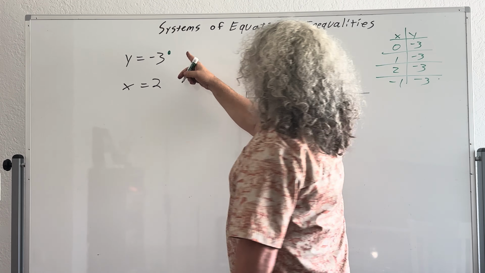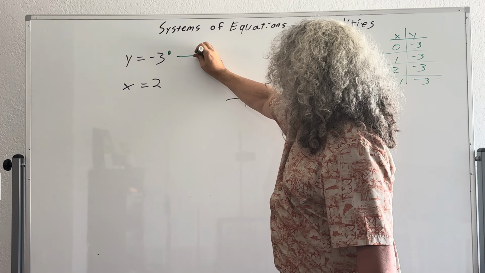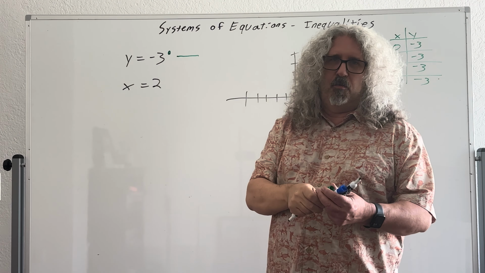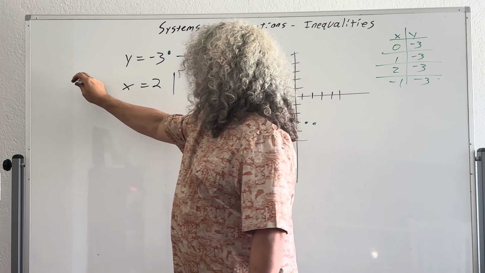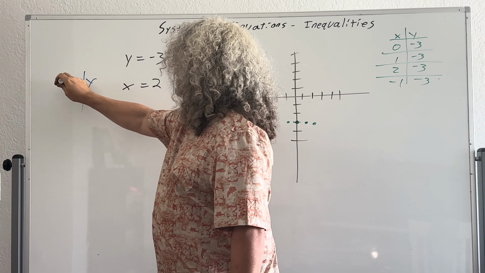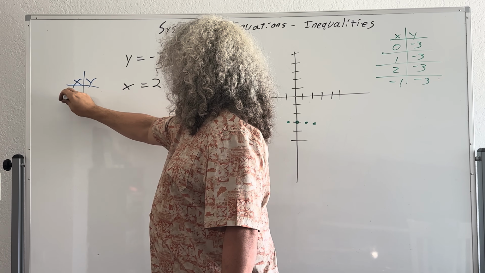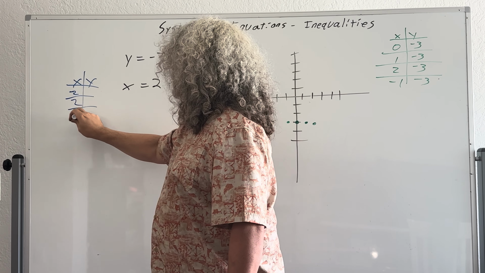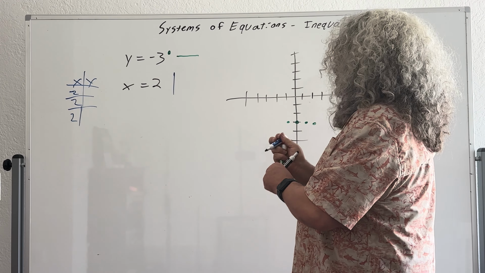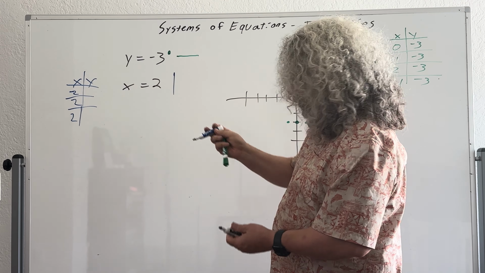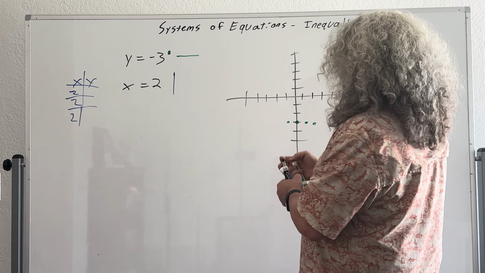So whenever you see a y equals, you're going to get a horizontal line. Guess what the x equals is going to be? That's right. You're going to get a vertical line. And same thing, if you were to do an XY chart and plug in 2 for all your x's, I won't do it because I just did one. But anyways, you know you're going to get a vertical line. So let's go ahead and finish this one.